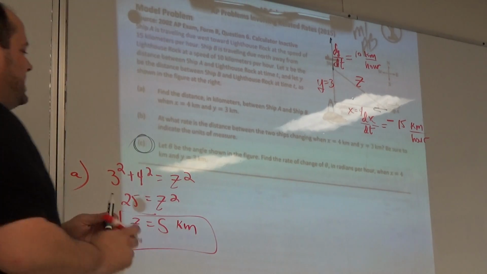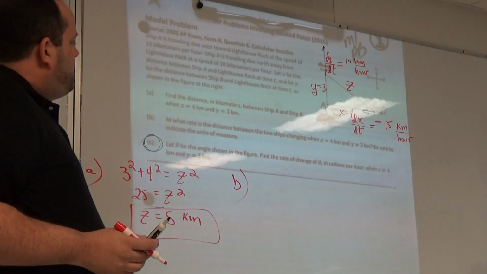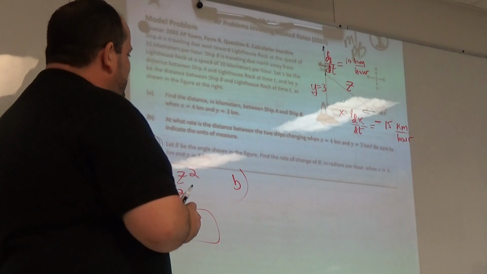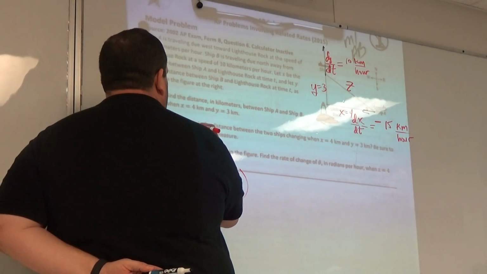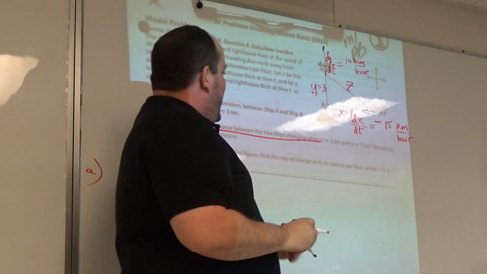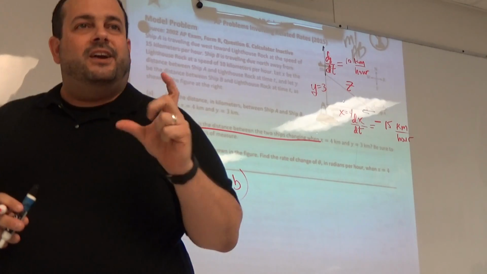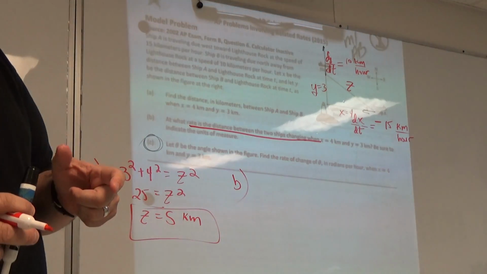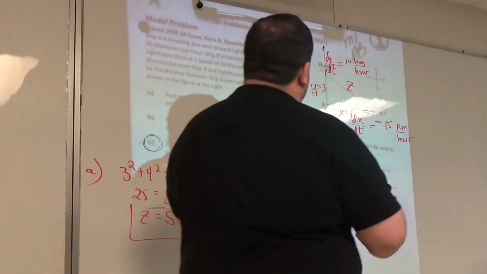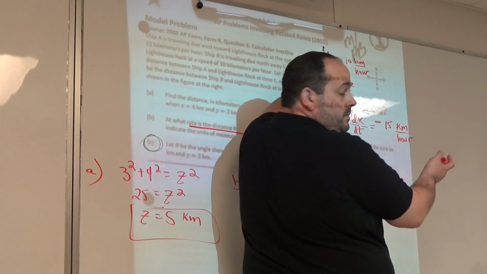All right, part B is finally when we actually get to a calculus question. Part B, at what rate is the distance between the two ships changing? I want to know the rate at which the distance is changing at the moment when x equals 4 and y equals 3. So there's another rate coming into play here. And that rate is the rate that the distance between the ships changes.